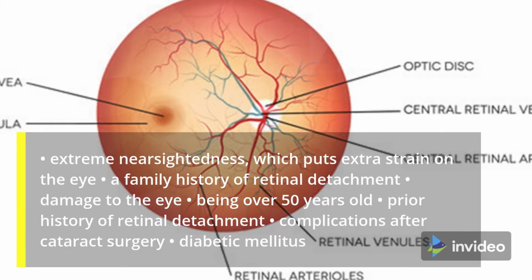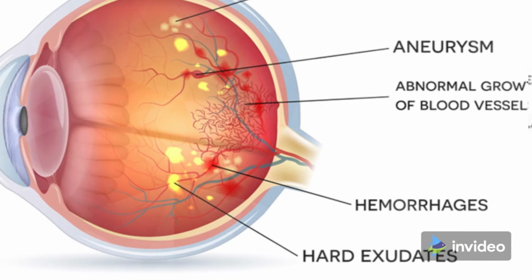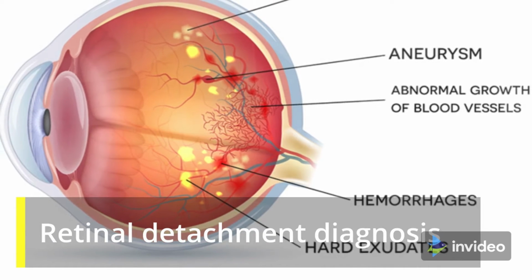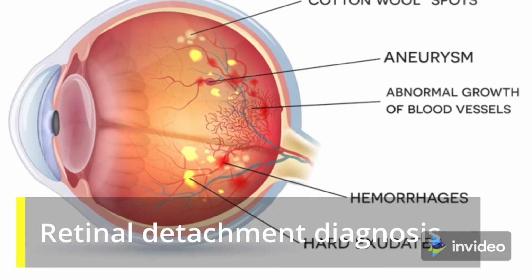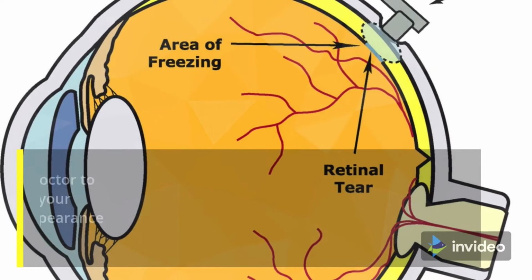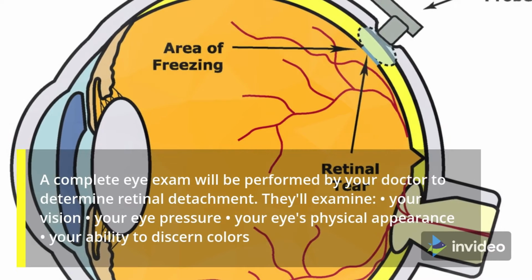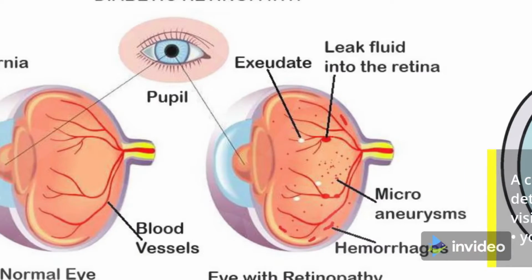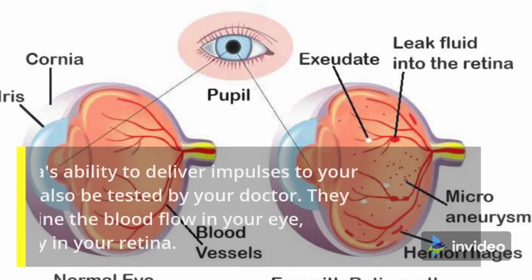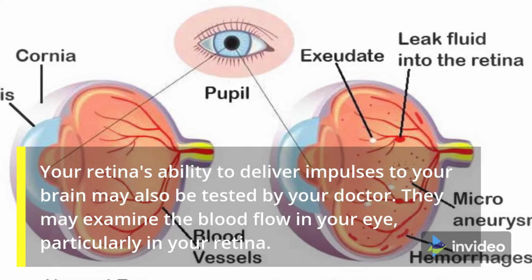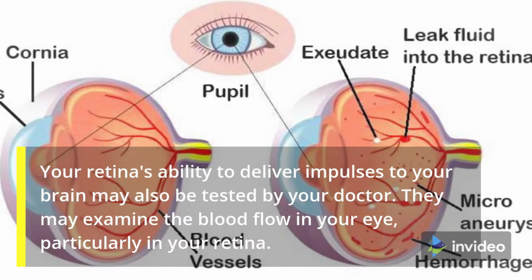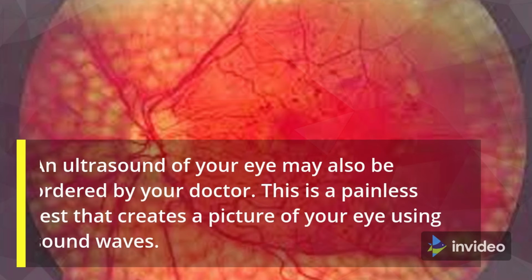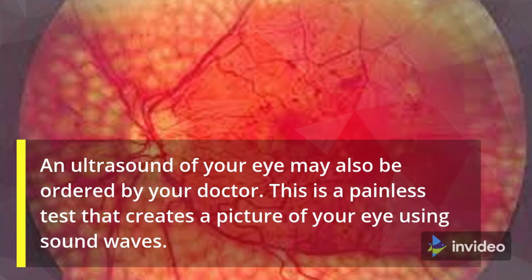Retinal detachment diagnosis. A complete eye exam will be performed by your doctor to determine retinal detachment. They'll examine your vision, your eye pressure, your eye's physical appearance, your ability to discern colors. Your retina's ability to deliver impulses to your brain may also be tested by your doctor. They may examine the blood flow in your eye, particularly in your retina. An ultrasound of your eye may also be ordered by your doctor. This is a painless test that creates a picture of your eye using sound waves.